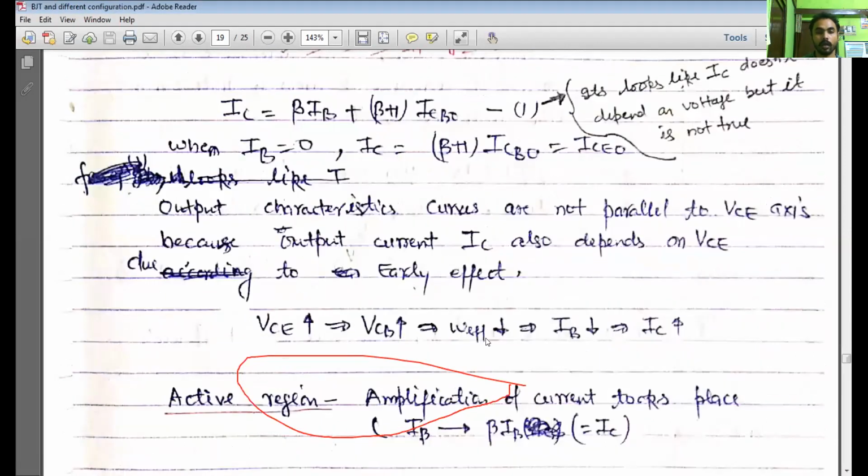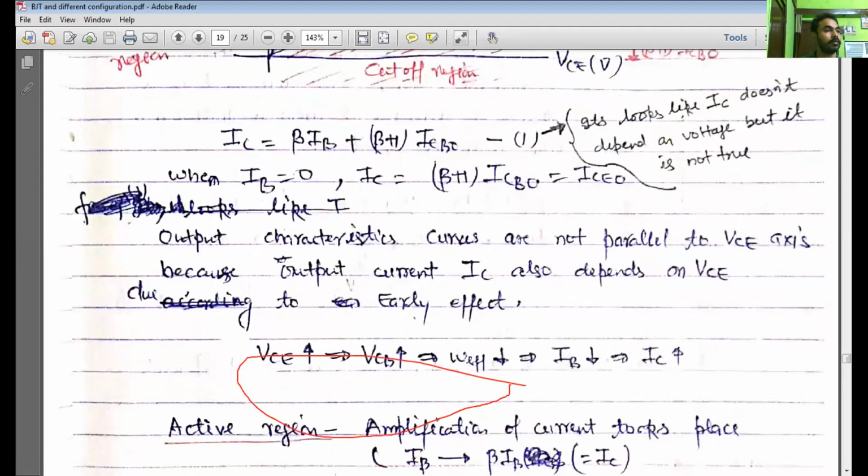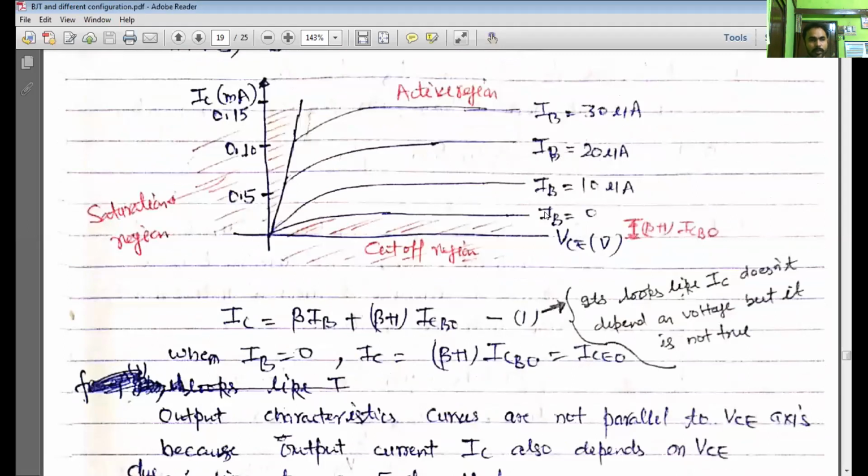Now we'll come to another part. This portion we have understood: at IB equal to 0, this will be the reverse saturation current value. Now, what will happen if I increase IB? Take IB equal to 10 microampere, and multiply by beta, which is nearby 100.